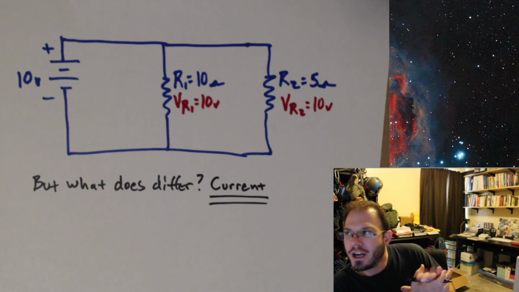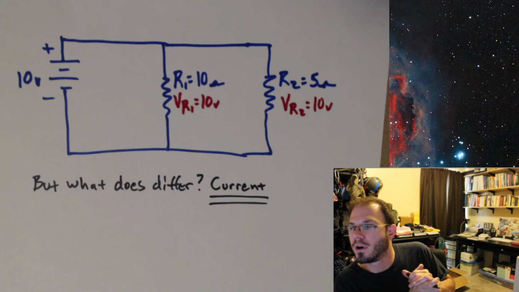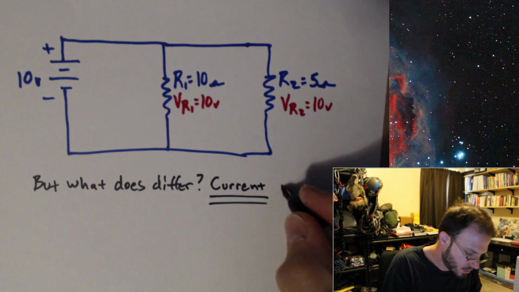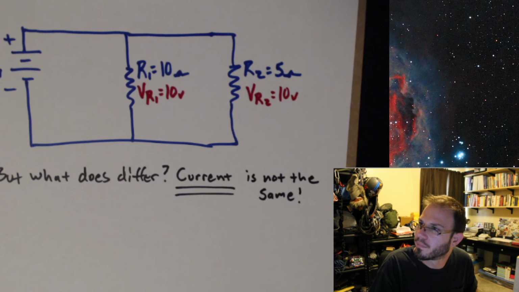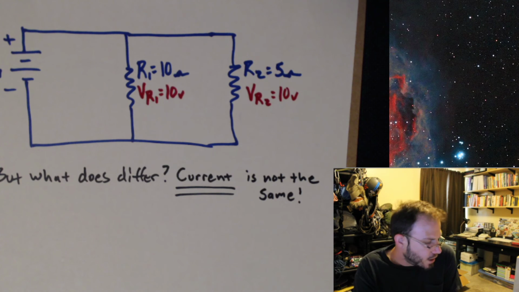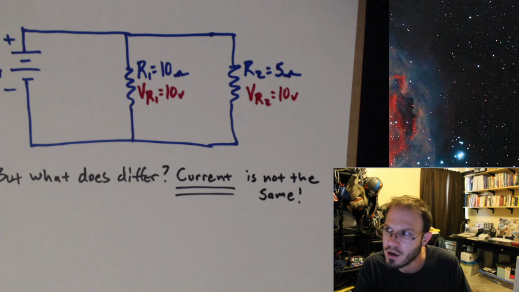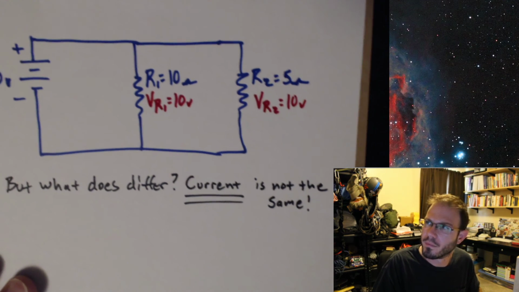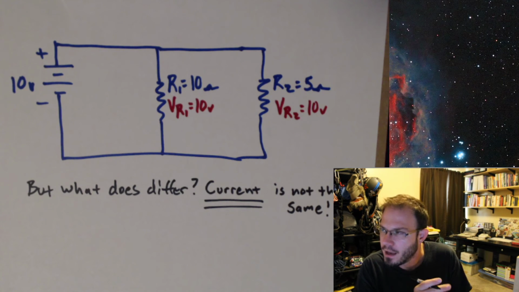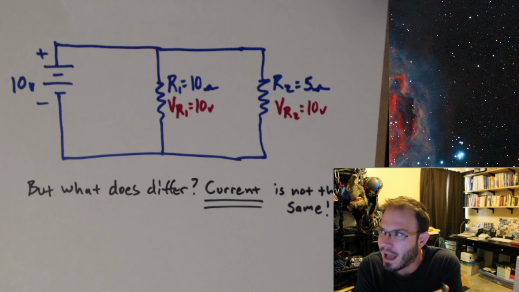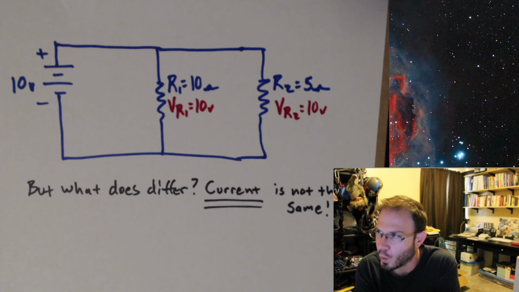Current is not the same for every branch in a parallel circuit. So now we need to go ahead and figure out what the current is. I'm going to put some things up. The first one is the current leaving my voltage source. It's the current for the entire circuit. Therefore, I'm going to call it IT for total current.